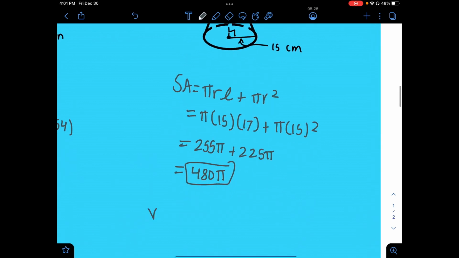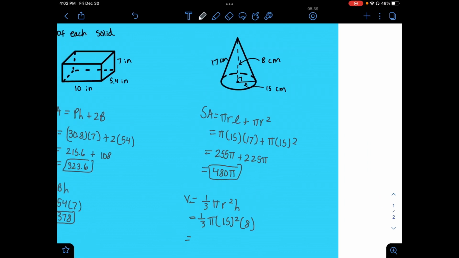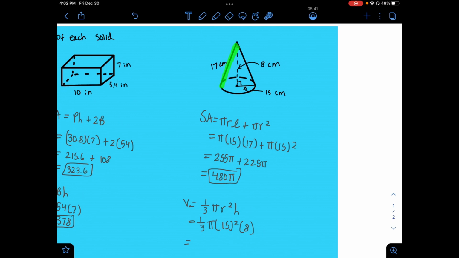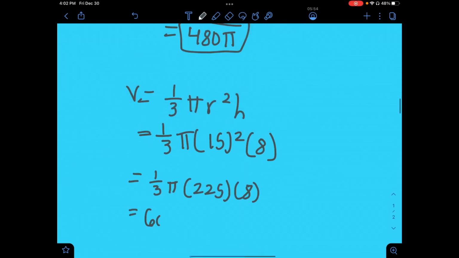And lastly, we have to find the volume. So our volume equation is 1/3 pi r squared h. So do 1/3 pi, our radius was 15, so 15 squared times 8, because this was our slant height, which we used for the surface area. Now this right here is our height, which is 8. And we get 1/3 pi times 225 times 8 to get our final answer of 600 pi.